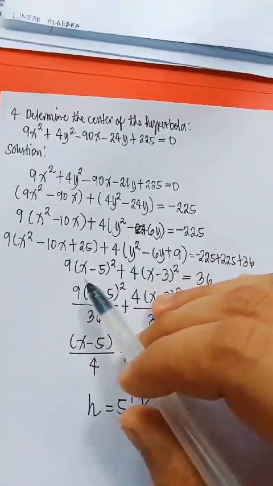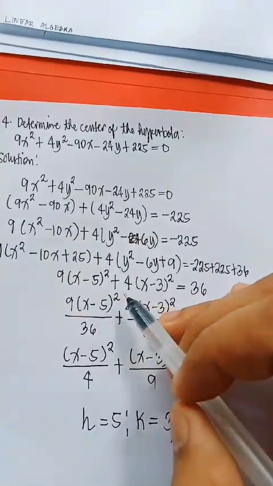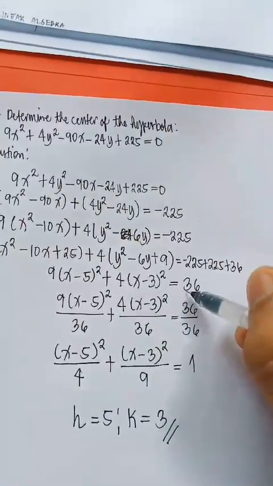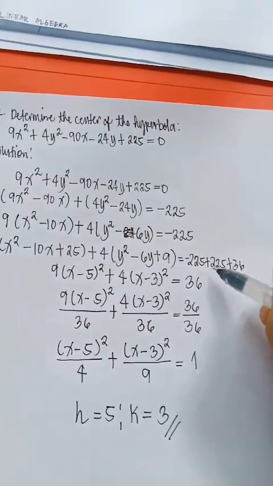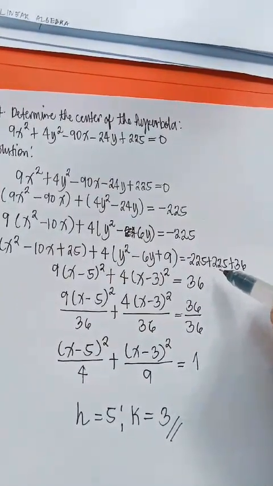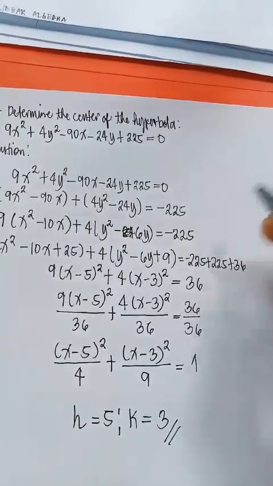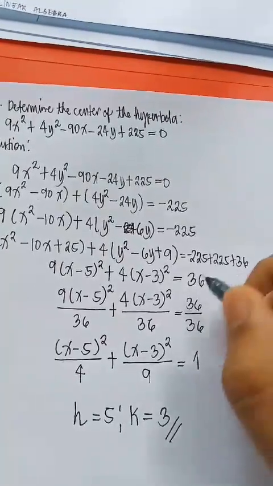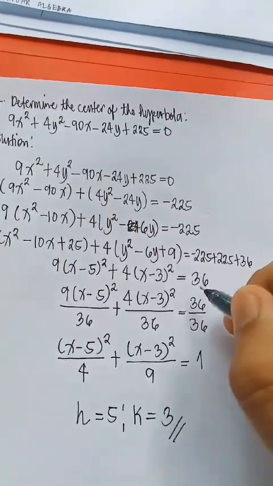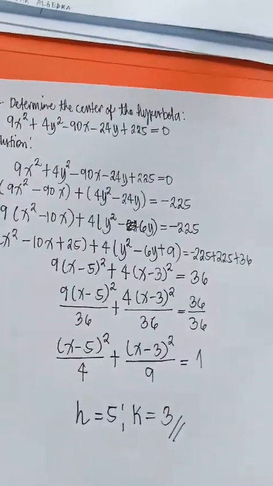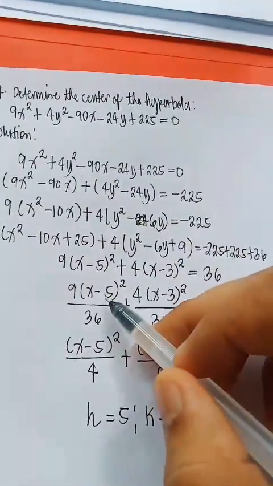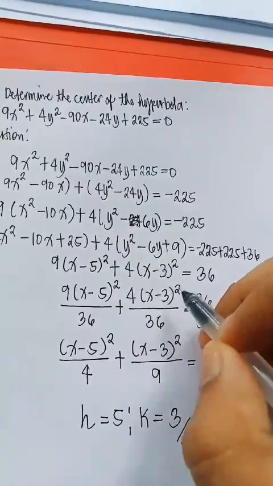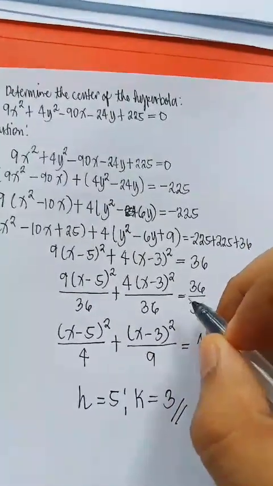9 times x minus 5 squared plus 4 times y minus 3 squared. So 36 is coming from this. If we add negative 225 plus 225, it will result to 0. So the remaining is 36. We just simply bring down 36. Next is 9 times x minus 5 squared over 36 plus 4 times y minus 3 squared over 36 is equal to 36 over 36.